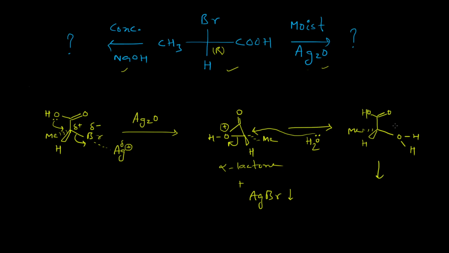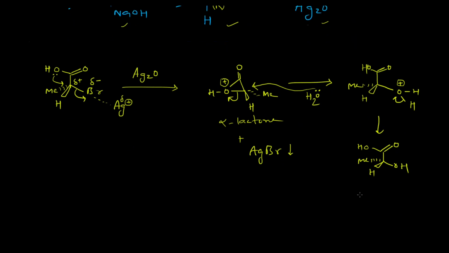which will then release one proton, and the corresponding alcohol molecule will be formed, which will have the same configuration of the chiral center as the starting material. So basically here a retention of the configuration is occurring.